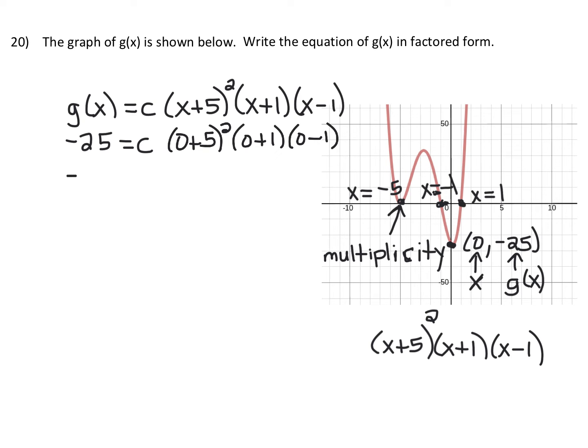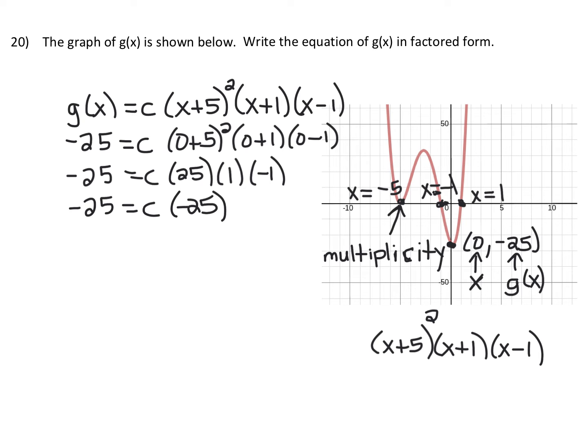So I'm going to bring down the -25. And then 0 plus 5 is 5. Now there's a square on that, so 5 squared would be 25. And then here, 0 plus 1 is 1, and 0 minus 1 is -1. Now when we multiply together the 25 times 1 times -1, that's going to give us -25. So I'm going to bring this down, and again, when we multiply these 3 numbers together, we get -25.